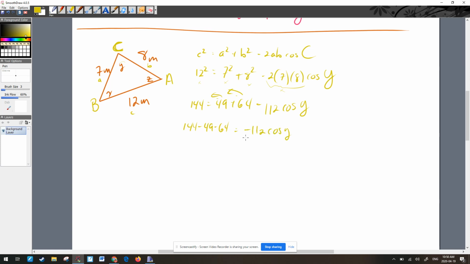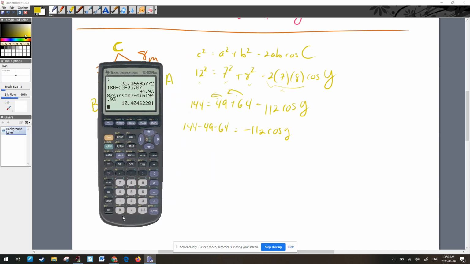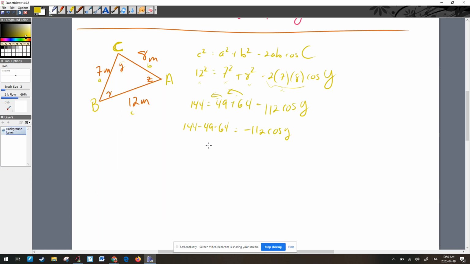And yes, it's negative, right? This negative here belongs to the 112, so it didn't go anywhere, it's still negative. So I'm going to grab my calculator and simplify that. We're going to have 144 minus 49 minus 64 is equal to 31. So on the left-hand side, we've got that 31 is equal to negative 112 cosine of y.